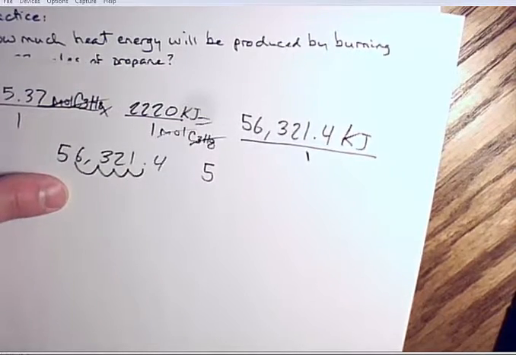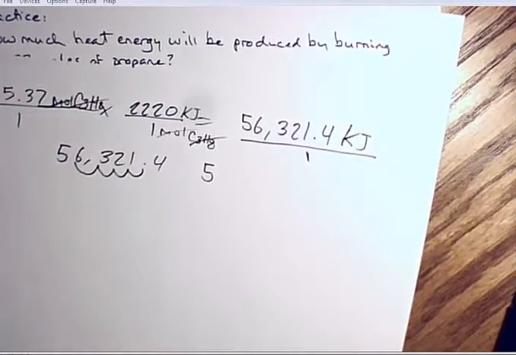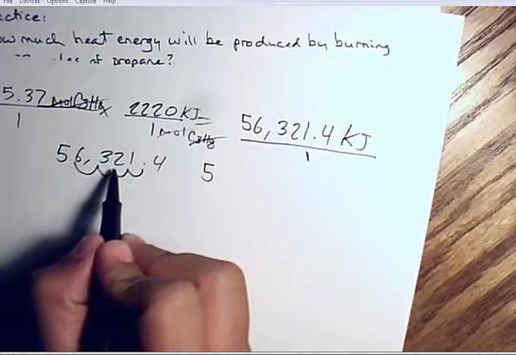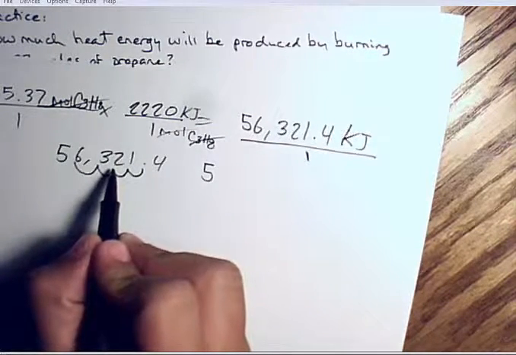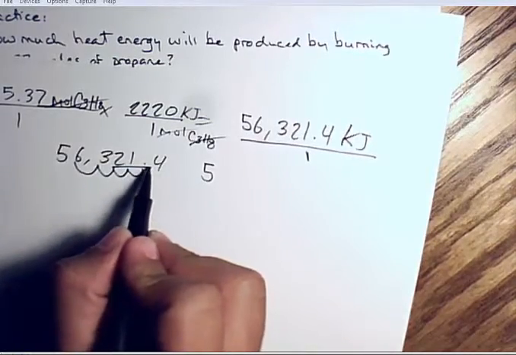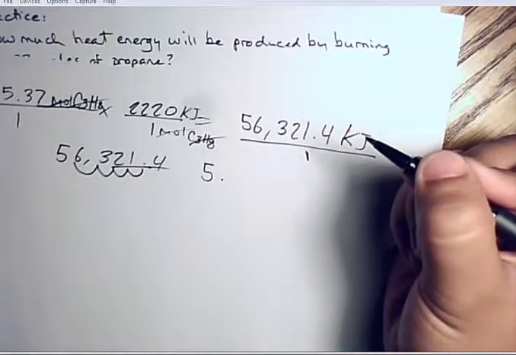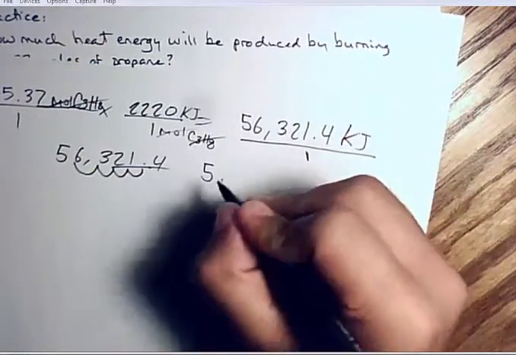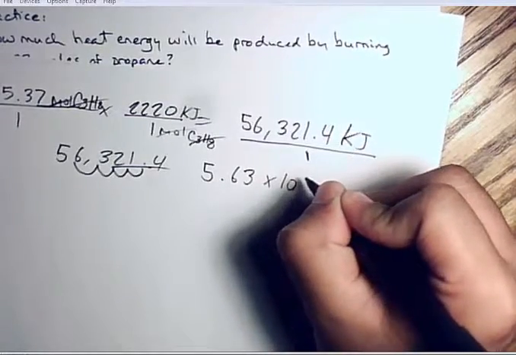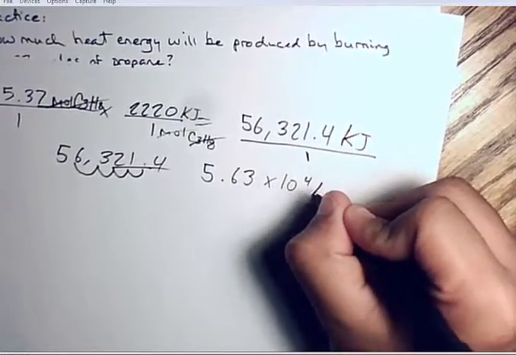This one has 4. You want your final answer to have the same number of digits as the measured or calculated number with the least digits. So you underline. Yes. Alright, there you go. 5.63 times 10 to the 4th.